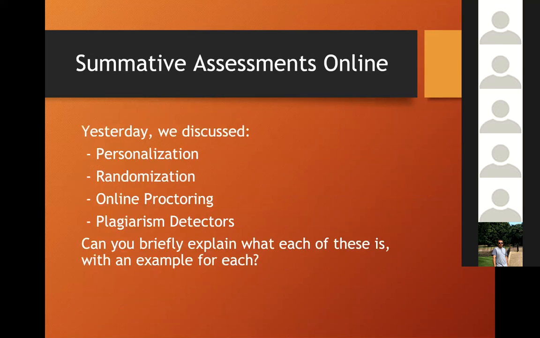In summative assessments online, and this is, I think, where people were asking for a little bit of help, I need to have a grade for my students at the end of my semester that is viable, that is trustworthy, and that can speak to their ability to move on to the next course in my sequence or to graduate from this program or inform their grade point average or GPA. So we discussed yesterday some options like personalization, randomization, online proctoring, and plagiarism detectors.